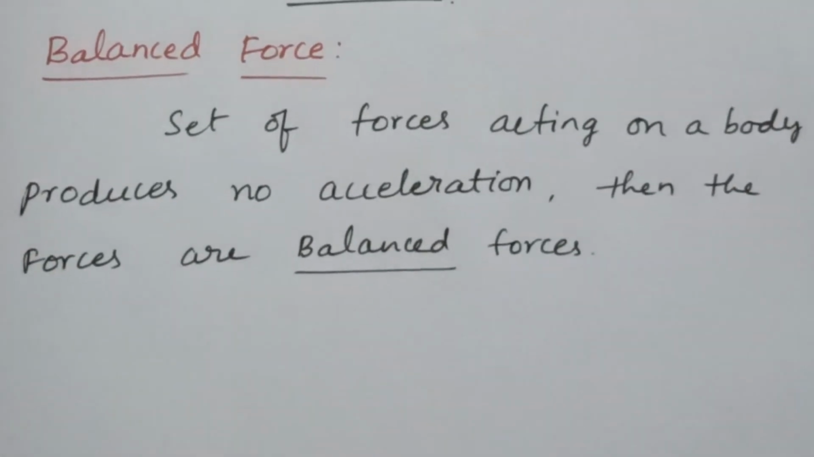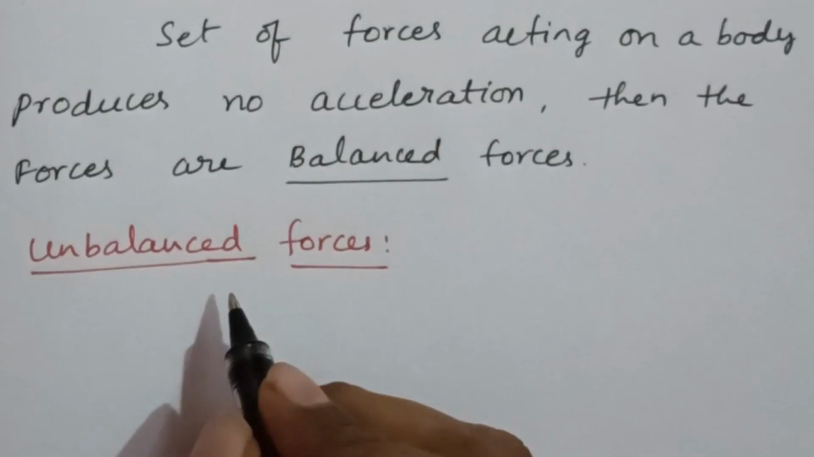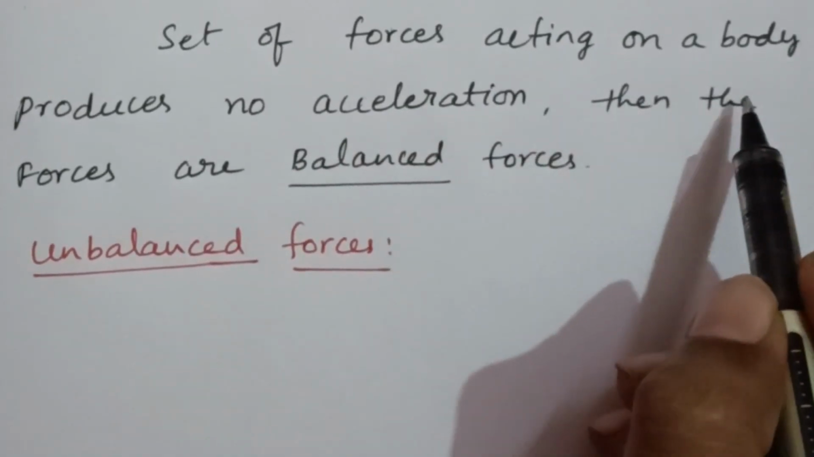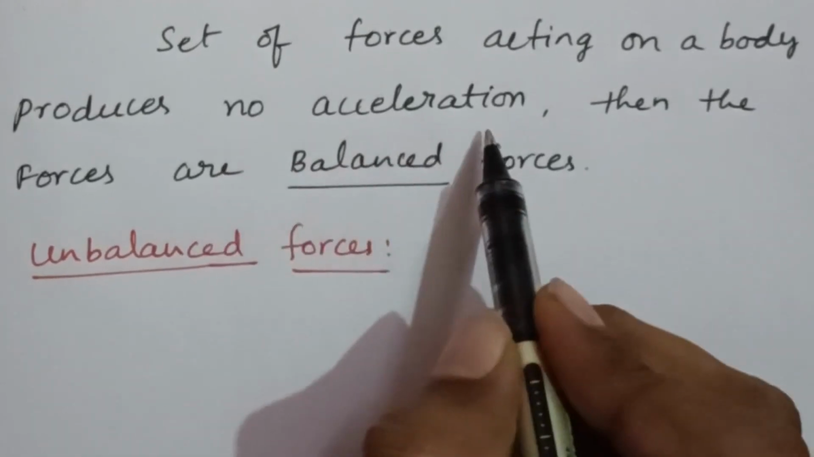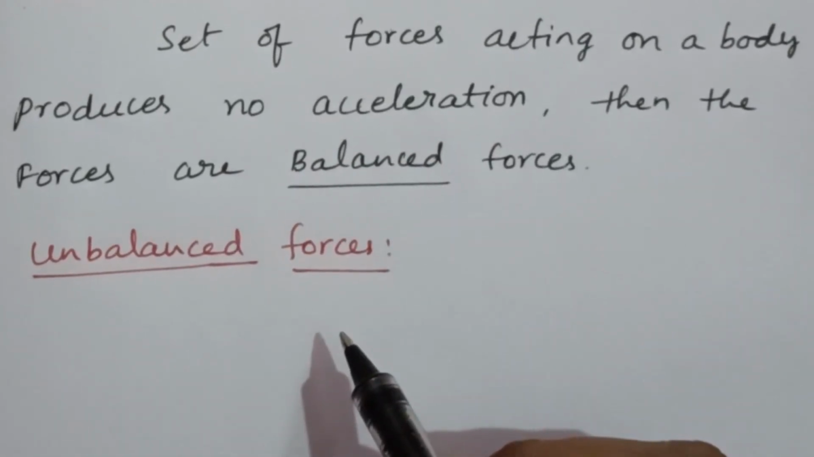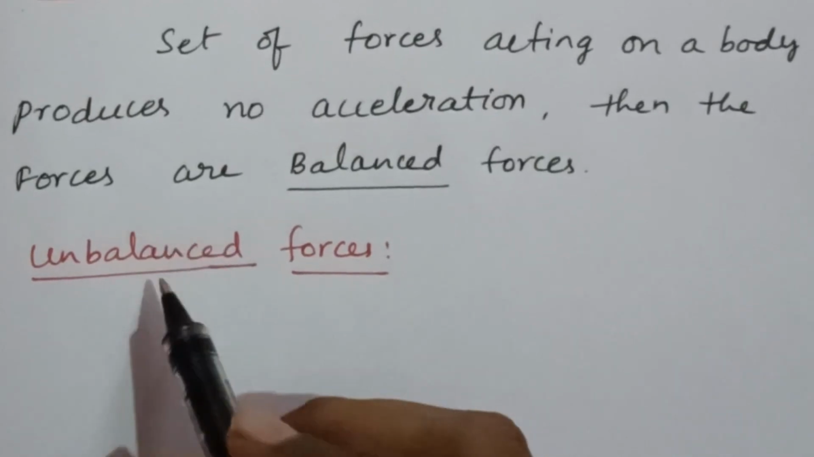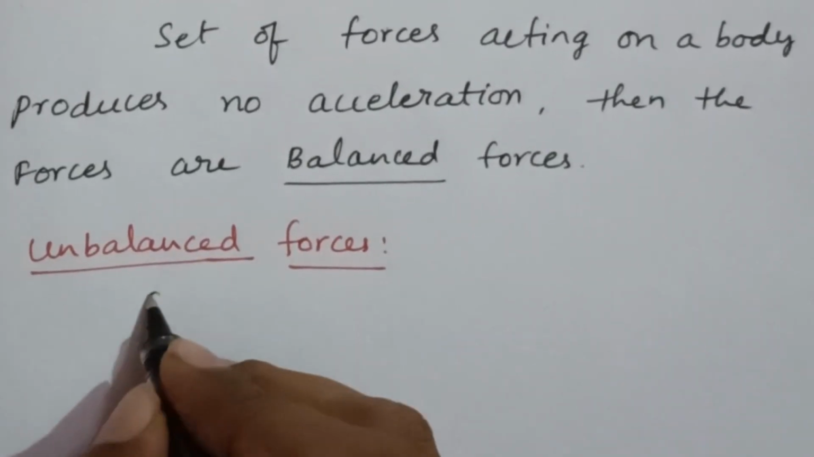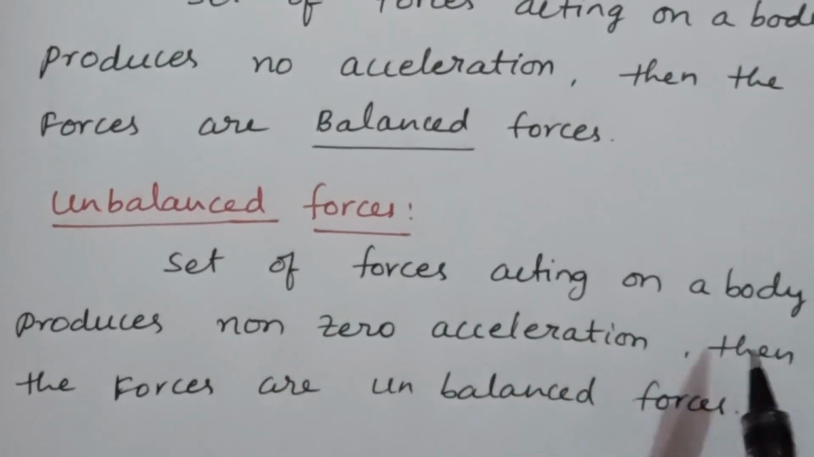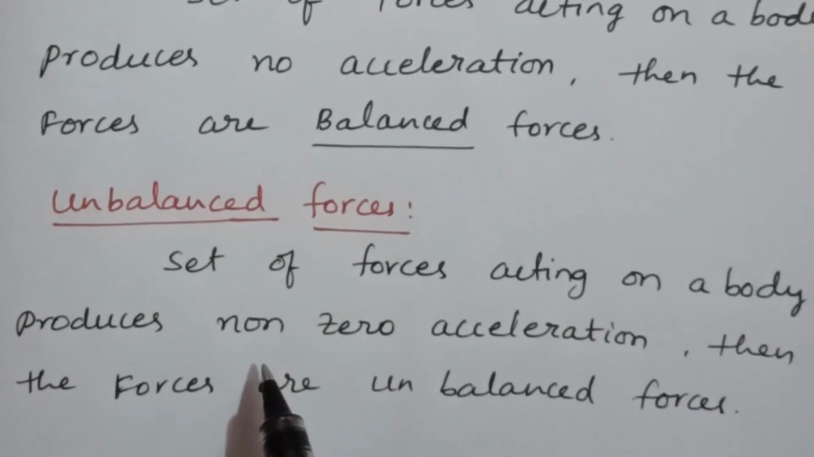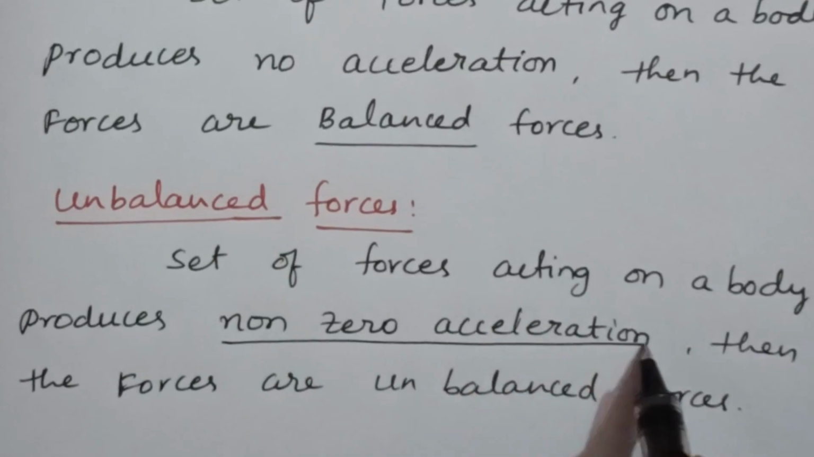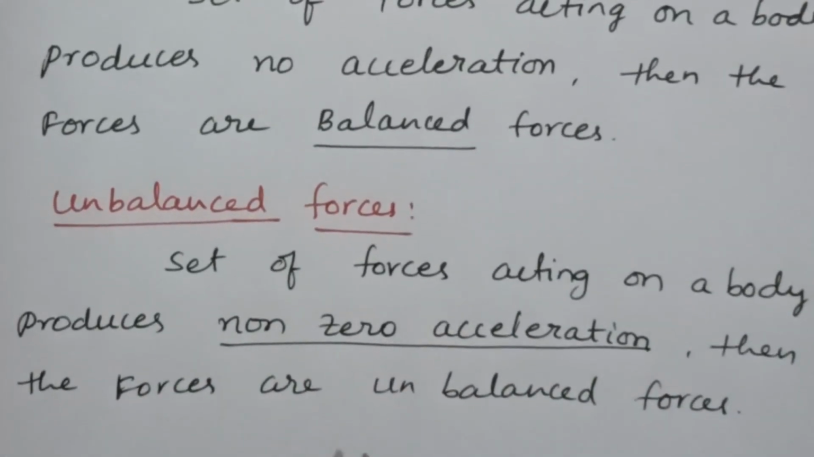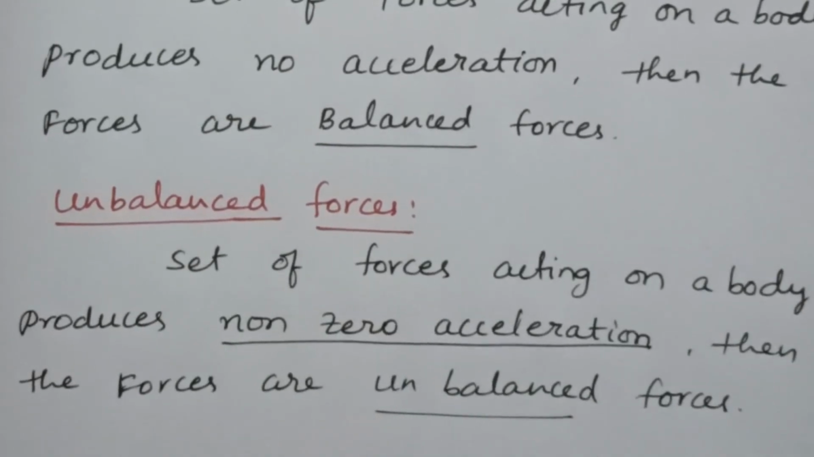Next one is unbalanced forces. Now here in balanced forces, a set of forces acting produces no acceleration. If the body accelerates, those are unbalanced forces. A set of forces acting on a body produces non-zero acceleration, means some acceleration it is producing. Then the forces are called unbalanced forces.